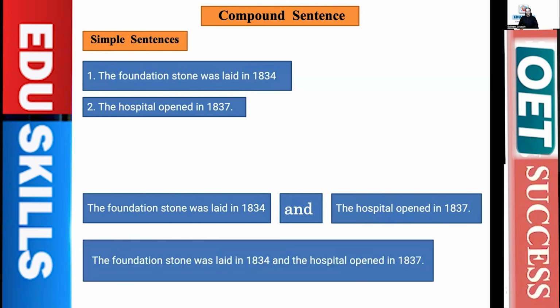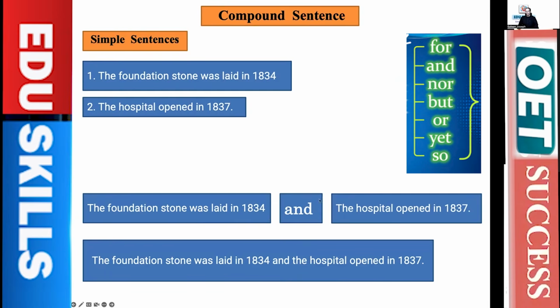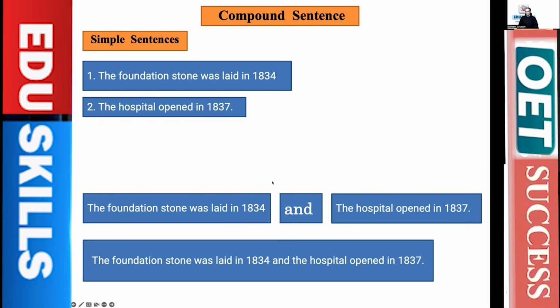Now we have to make it a compound sentence. You see, the foundation stone was laid in 1834. The conjunction, coordinating conjunction, we call it. There are also subordinating conjunctions, which we will see later. The foundation stone was laid in 1834, and this is the same sentence. The hospital opened in 1837. So no changes are made between the two simple sentences. Only one conjunction is added. So the foundation stone was laid in 1834 and the hospital opened in 1837.